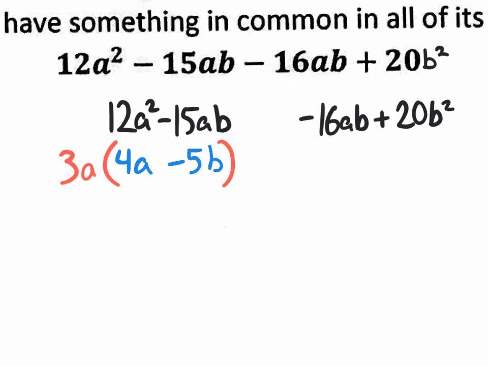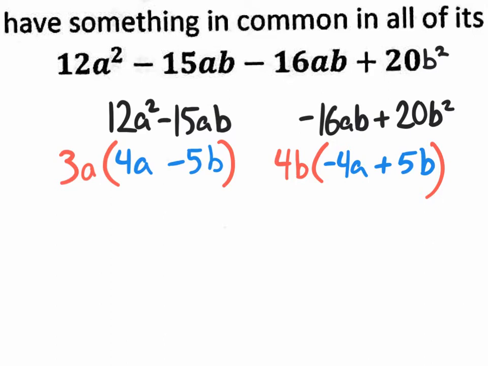Let's take a look at the second group. What could we pull out of the second group? What's the GCF? 4b. Okay. Now, if I do pull out a 4b, what do I end up with inside of the parentheses? Negative 4a plus 5b. Now, the third step is to take a step back and pull out the common binomial. But the problem is this binomial is not identical to that binomial. Does that make sense right here? The binomial is not the same, so you can't pull it out.